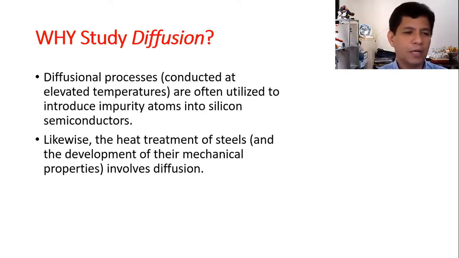Ano? So likewise, the heat treatment of steel and the development of their mechanical properties involves diffusion. So that's why we're studying diffusion. So, syempre, theoretically, gusto nating malaman kung gaano ba natin katagal i-heat treat yung steel, gaano ba natin katagal i-heat treat yung silicon vapor, no? Yun yung gusto nating i-solve dito.